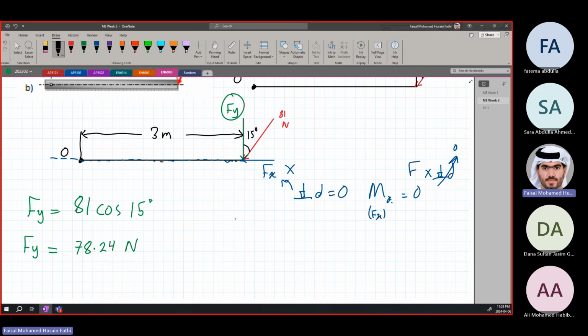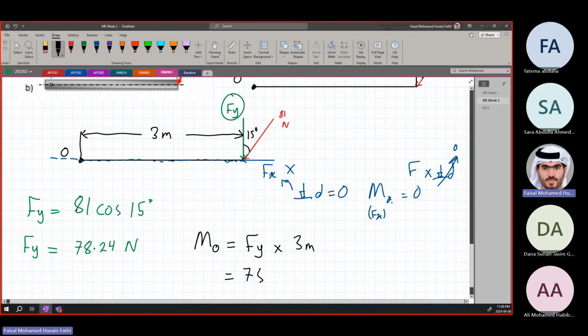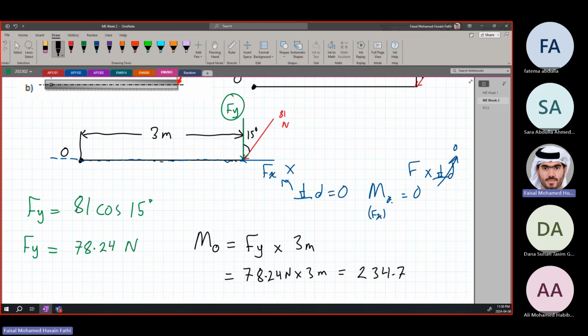Now keep in mind, we only found our Fy. Now we need to find our moment. So the moment at O is going to be equal to Fy times the perpendicular distance, which is 3 meters. So it's equal to 78.24 times 3 meters, this is in newtons, this is in meters, which is equal to 234.7 newton meters. Okay, is that clear?